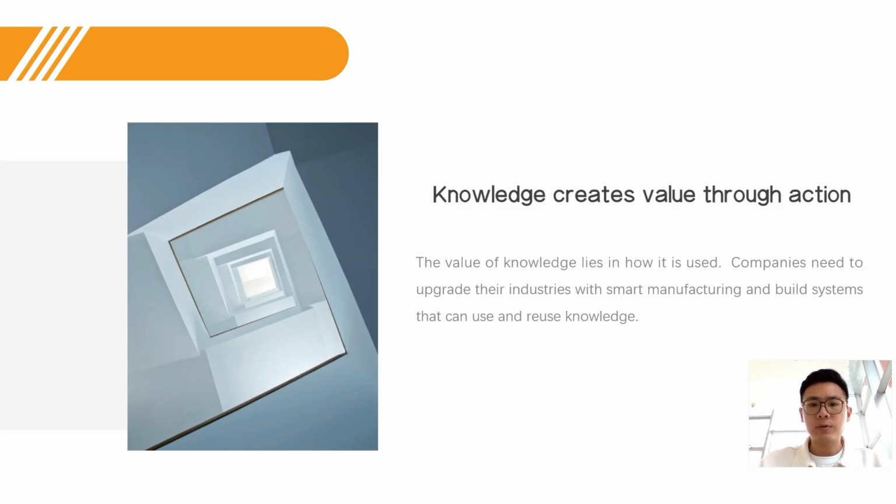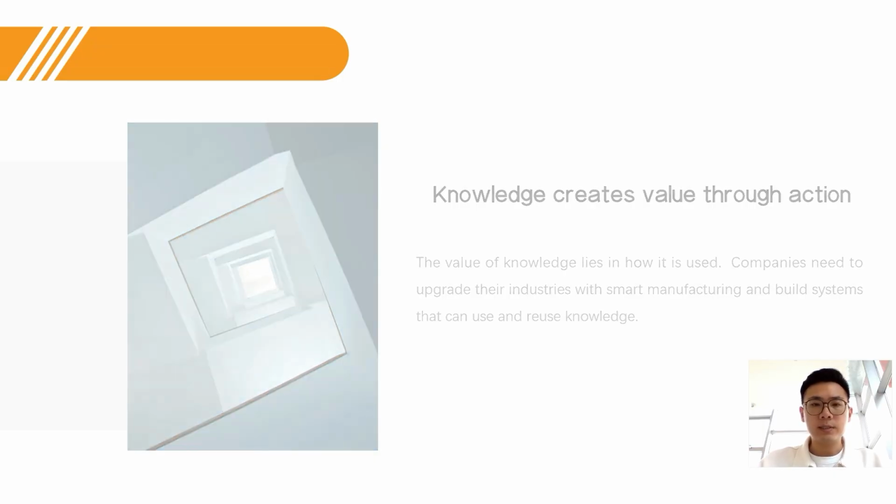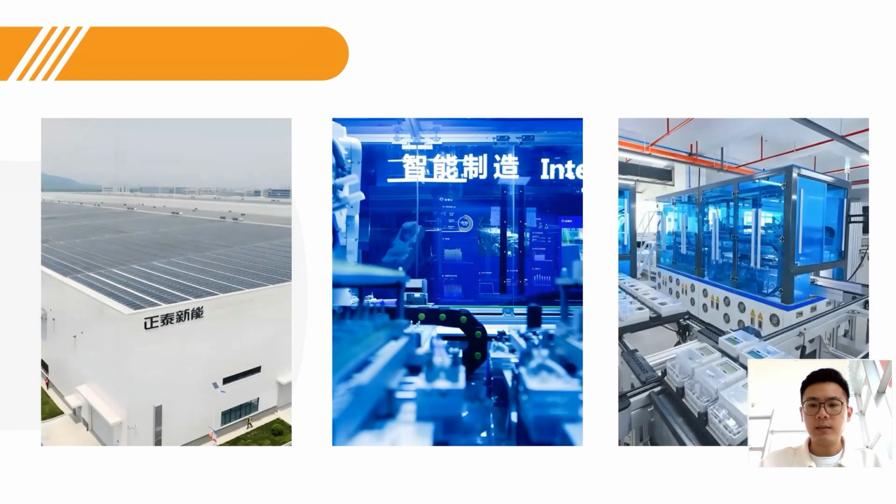Companies need to upgrade their industries with smarter manufacturing and building systems that can use and reuse knowledge. For example, in Yueqing, a leading electrical company, Chint Group used a smart factory to turn workers' hidden knowledge into instructions that machines can follow. This has increased production efficiency by 14% and shortened delivery time by 30%.